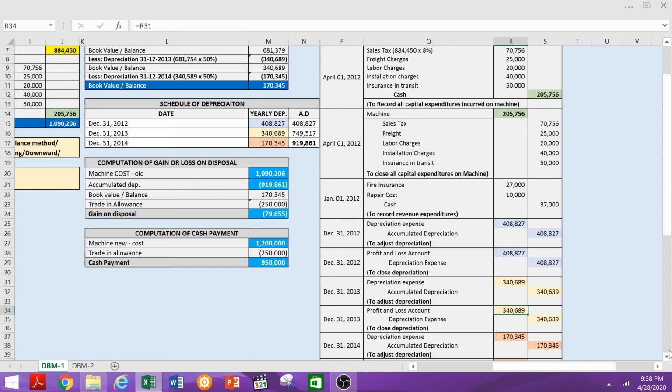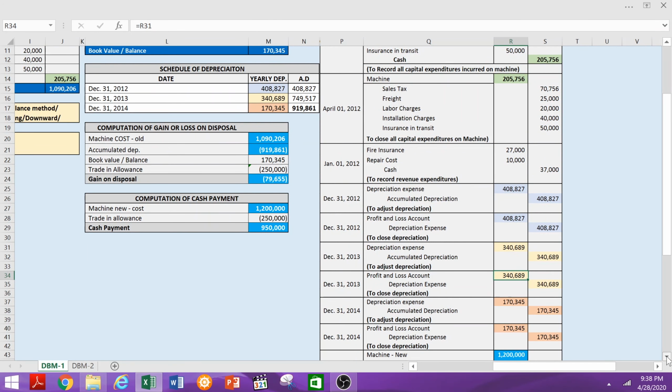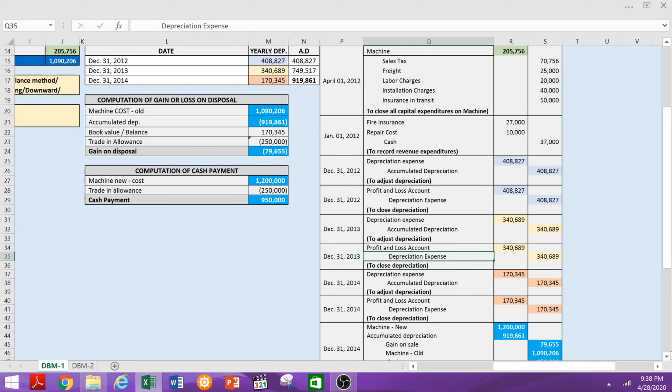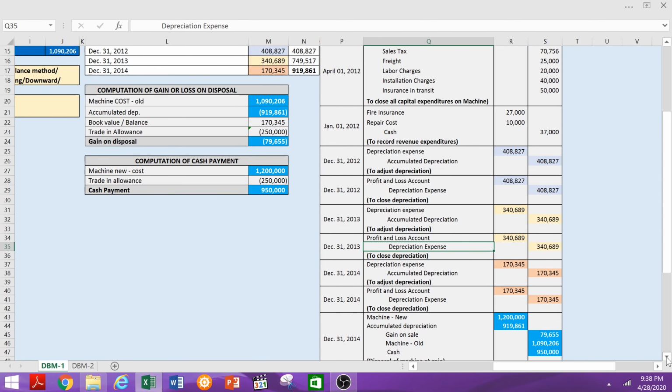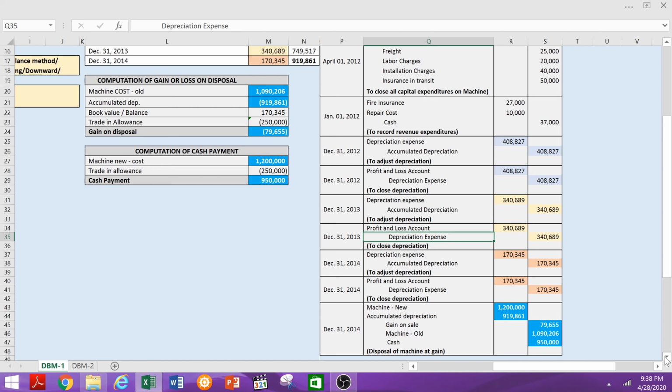Similarly, adjusting and closing entries have been made for each and every year separately. I have shown you the adjusting and closing entry of each and every year by shading different colors so you can easily understand. At the end, we have also calculated the gain or loss, or we have also recorded the gain by computing gain on disposal of machine. So how to calculate, how to record?